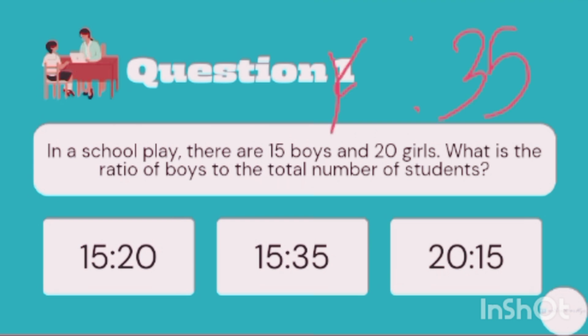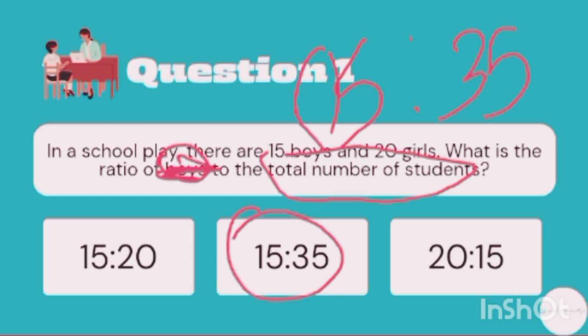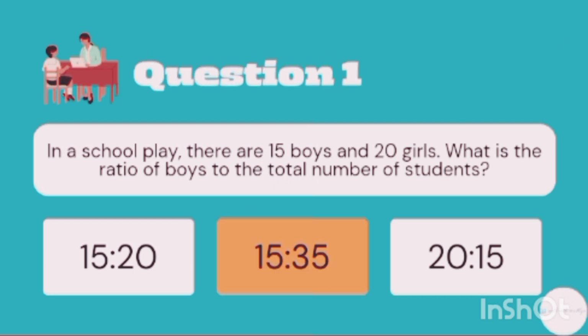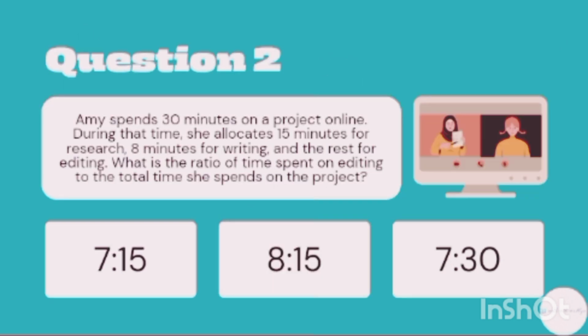Okay, 15 ratio 35. It means our answer is the middle one. How do we get it? Because they said boys to total number of students, not total number of students to boys. The first word is boys, so we first write the number of boys and then the total number of students. So the middle one is our answer. Okay, let's do our question number 2.